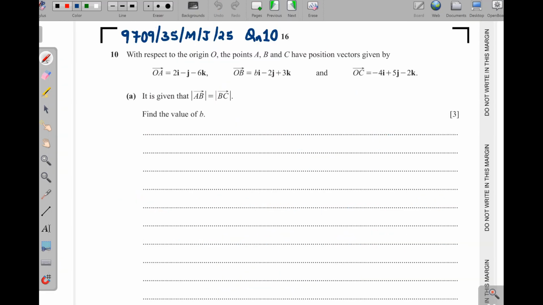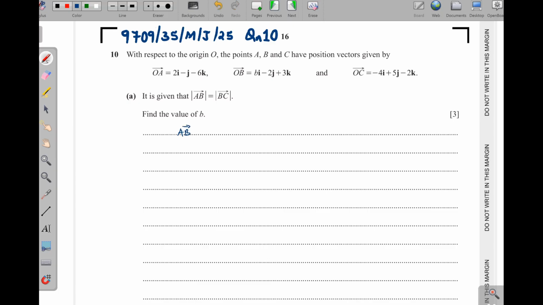Question 10 is coming from vectors with respect to the origin O. The points A, B, and C have position vectors given by these ones here. It is given that the length of AB and the length of BC are equal. Find the value of B. So we need to find AB and then BC.